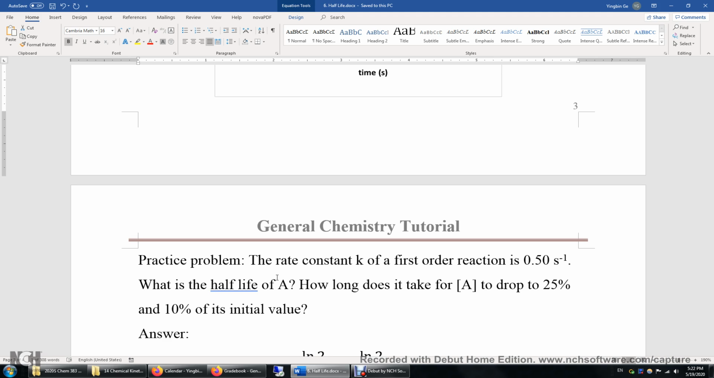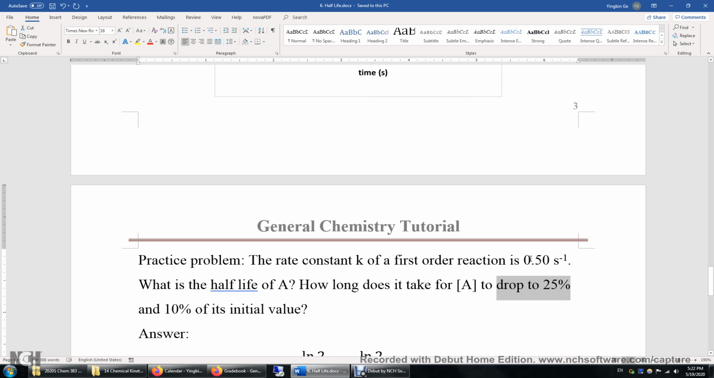ln2 over k. ln2 is roughly 0.7, I think it's 0.693, and then divided by 0.5, you will get the half-life. And then a more interesting question is this: how long does it take for A to drop to 25% and 10%? For this question, you don't even have to do the calculation.